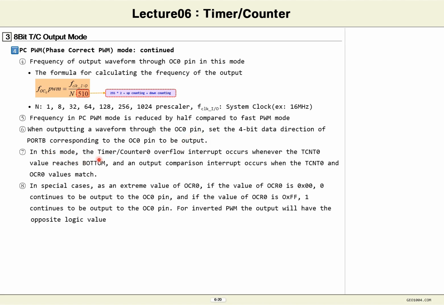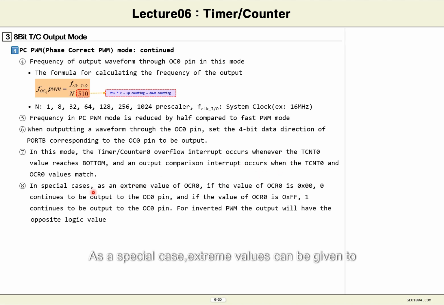In this mode, an overflow interrupt of timer counter 0 occurs. When does it occur? It occurs when the value of TCNT0 reaches bottom. Then, an output compare match interrupt also occurs when the value of TCNT0 and OCR0 match.